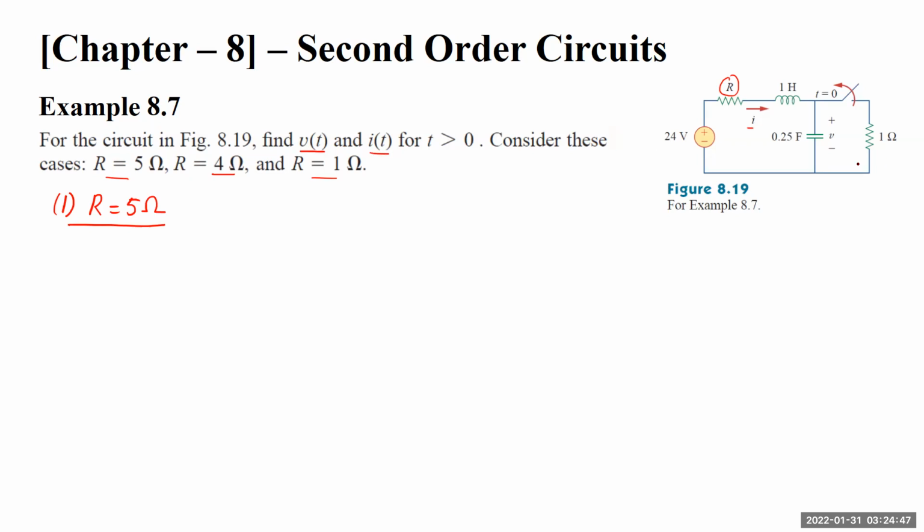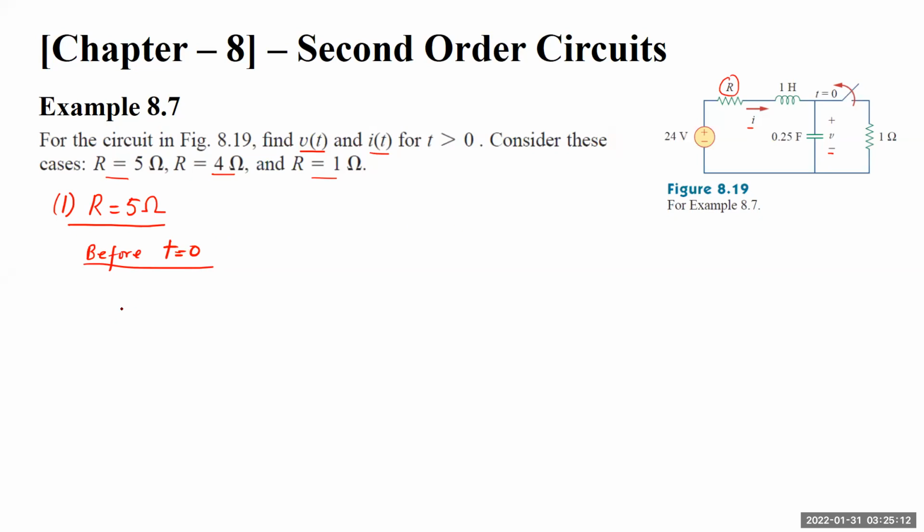So this is the current I we have to find out, and this is the voltage we have to find. First of all, we have to draw the circuit before t equals 0. Remember, we are not specifically given any initial conditions, so we have to find them. To find the initial conditions, we have to find out the condition of the circuit just before switching off.